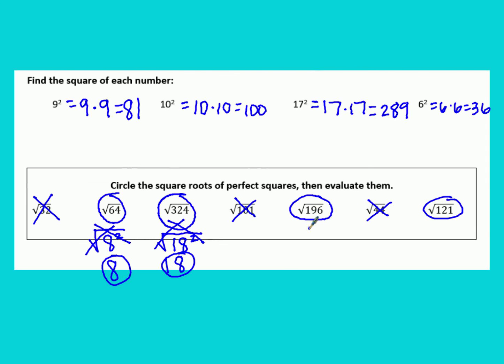And our next one that we had to evaluate, 196, this can be rewritten as 14 squared under our radical. Square root and the square are opposites, so the square root of 196 is 14. And our last one, the square root of 121. 121 is the same as 11 squared. Square root and the square are opposites, and we're left with 11.